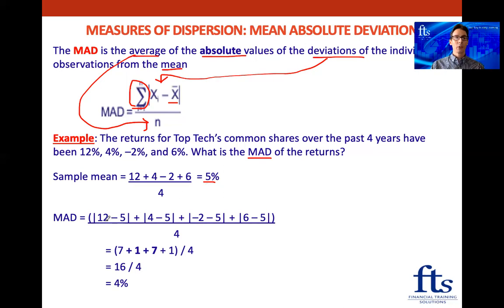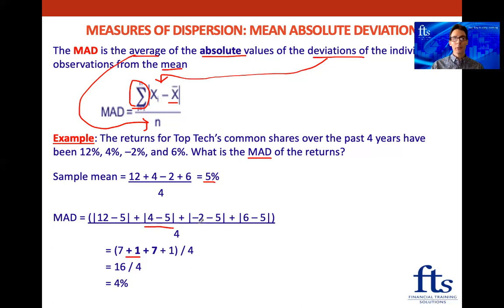We start with the first one, which is 12, and we subtract the mean. That's going to be 7. Now we add up all of these deviations. The next one is 4 minus our mean of 5. This is what I was talking about. If we get a negative number here, 4 minus 5 is -1, we ignore that minus sign and make it a positive sign. That's what's meant by absolute deviations.